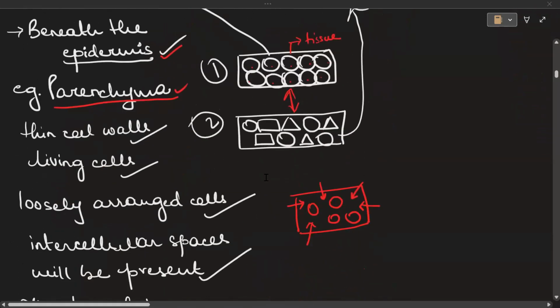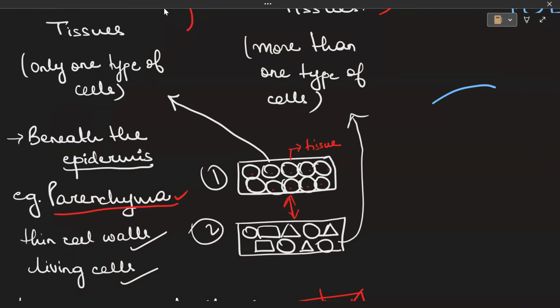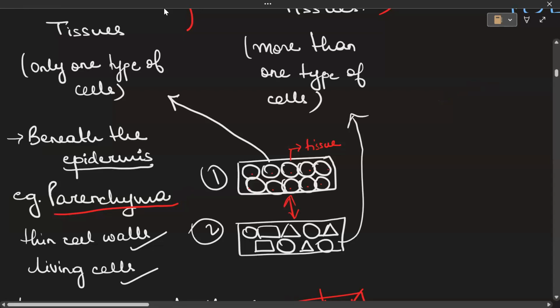Now, talking about simple permanent tissues, let us see where they are present. First of all, they are present beneath the epidermis. The epidermis is the outermost layer of the plant's body. Whatever tissue is present beneath the epidermis is the simple permanent tissue, and the example of that is parenchyma.